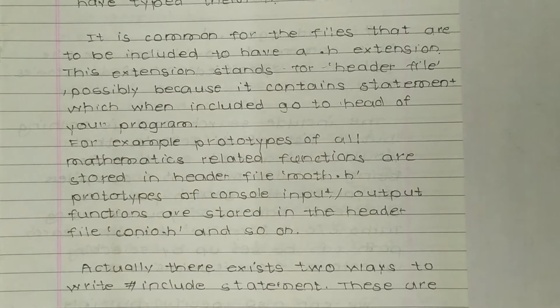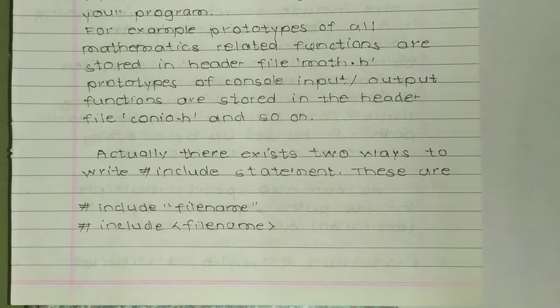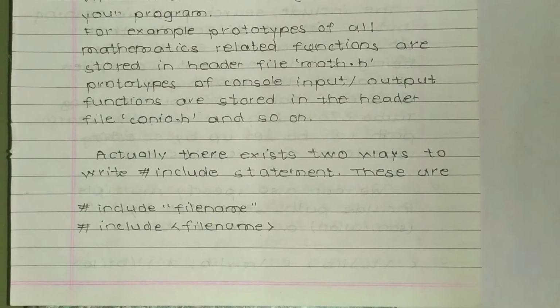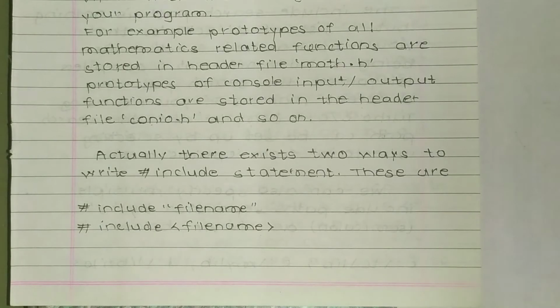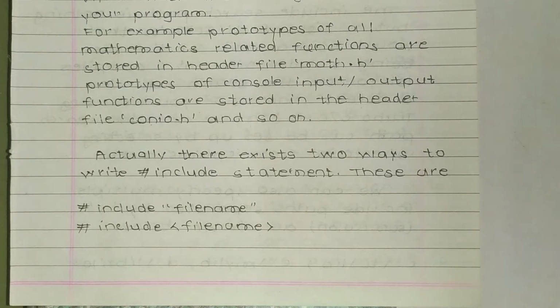For example, prototypes of all mathematics related functions are stored in the header file math.h. Prototypes of console input output functions are stored in the header file conio.h. So math.h and conio.h are two header files. If we want to use the power function, for example 2 raised to 2, we cannot use it directly in any program. For that we have to write #include <math.h>. Some functions are also stored in conio.h.